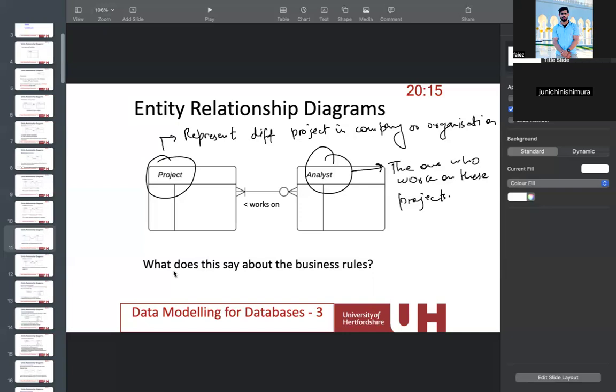But yes, one more thing I want to tell you. Let's say, for example, both the project and analyst entities are connected with these two lines. You see this specific line here, which actually tells you the participation. Every analyst must be assigned to at least one project. An analyst cannot exist in the system without being assigned to a project.